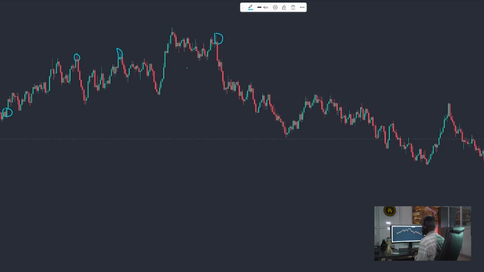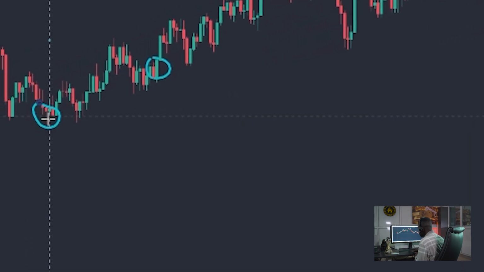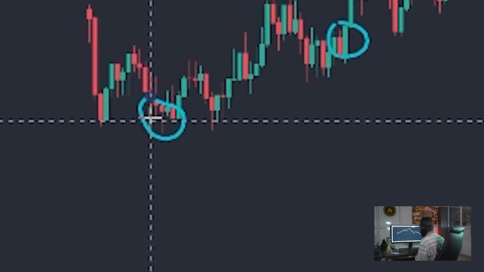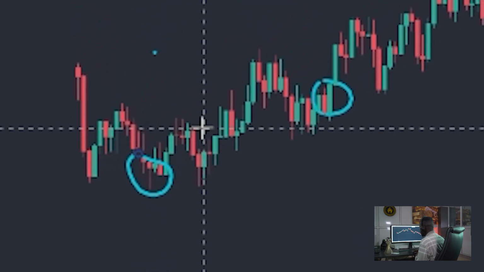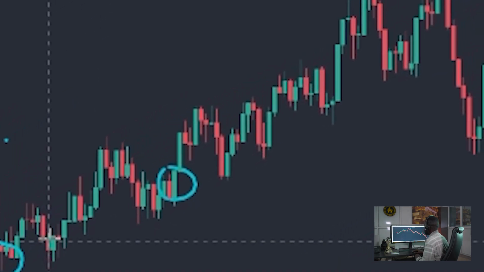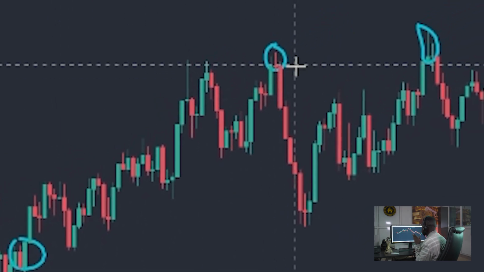So here, at this point, we have the hammer. You can see it here. We have the hammer, and after the formation, you see that this market rallied up. Had a pullback here, formed another hammer here, and rallied up to this point.